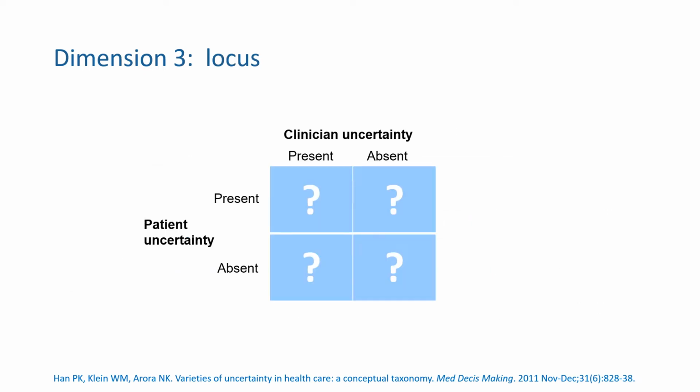Finally, uncertainty pertaining to any issue and arising from any source is ultimately located in the mind of one person or another, and this comprises the third dimension of uncertainty. In medicine, patients and clinicians are the main loci of uncertainty, although uncertainty is often not equally shared between them. For example, sometimes scientific uncertainties reside only in the minds of clinicians, while personal uncertainties reside only in the minds of patients. The goal of shared decision-making is to distribute these kinds of uncertainties more evenly between clinicians and patients.